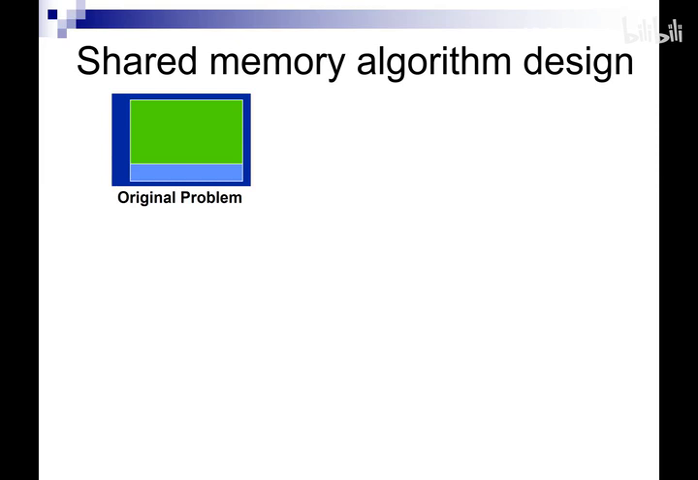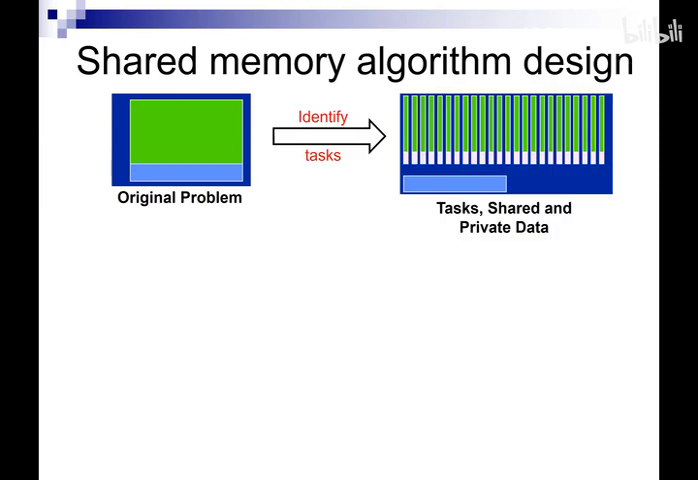This is similar to Foster's methodology, where if you remember, the steps in Foster's were that you first partition the problem, so you break it into many subproblems. And then you group some of these subproblems together, you agglomerate them. And you find the communication between the subproblems, and then you map it onto your processors. So in the shared memory setting, we're going to go through a similar set of steps.